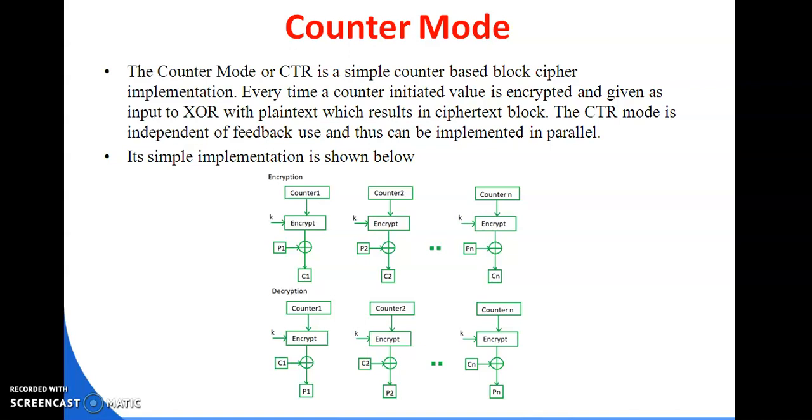So this is the encryption. The counter value is there, and every time the initial counter value is encrypted, and the k value, the key value, is given, and this is the P1 plain text, and this is C1, the ciphertext. So this is about the counter mode.